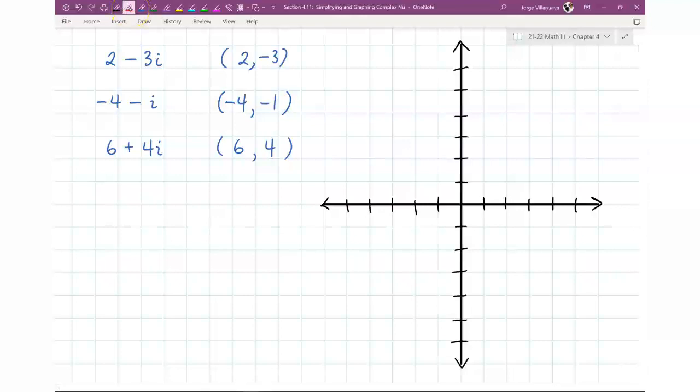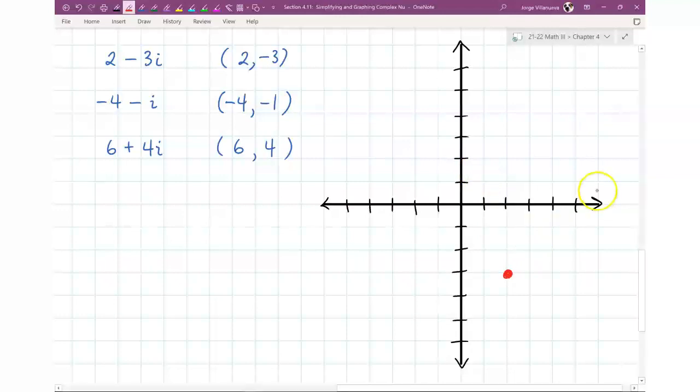So if I wanted to plot 2, -3, I would just go 2 this way, right? I'm going to go 2 that way and 3 down, right? That's the -3. I would put the dot right there. 2, -3. There it is. And that's it. That's how you plot these.